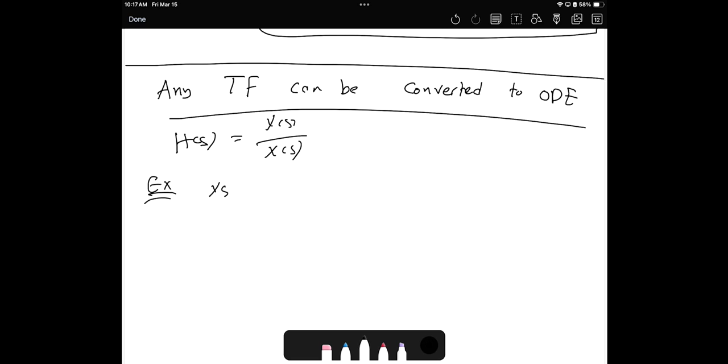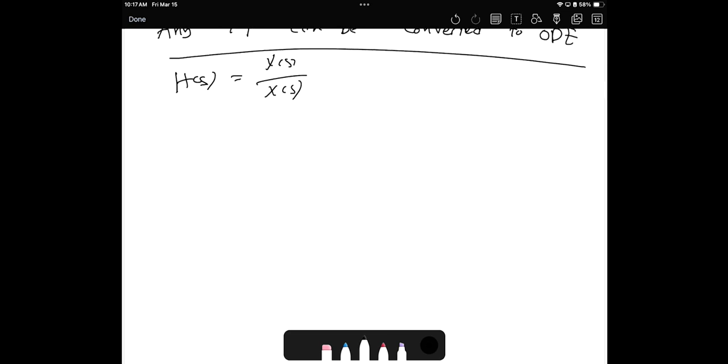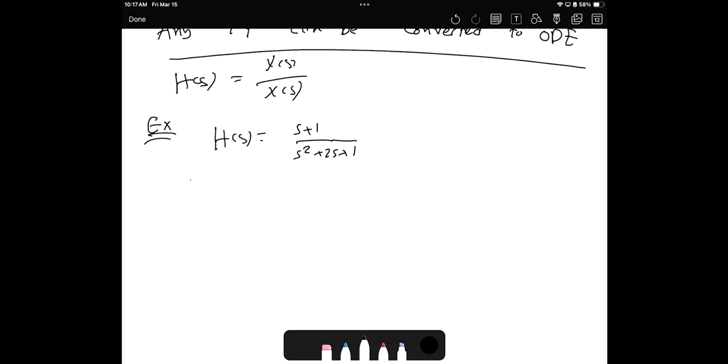We assume we have Y of s over X of s. Assume the transfer function H of s equals (s plus 1) over (s squared plus 2s plus 1). Now we need to convert this to a differential equation. How? We know H of s is Y of s over X of s equals (s plus 1) over (s squared plus 2s plus 1).